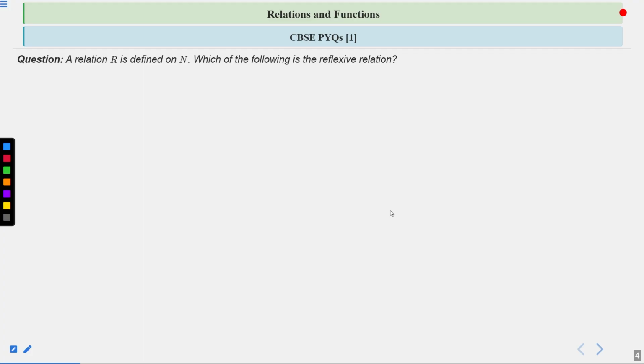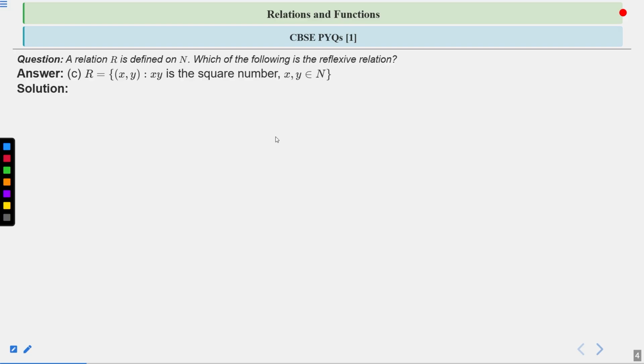The question was a relation R defined on N. You must see that the relation is defined on the natural numbers N. Which of the following is the reflexive relation? So the answer is C, which is the relation R equal to (x, y) such that xy is a square number, and x, y should belong to natural numbers.